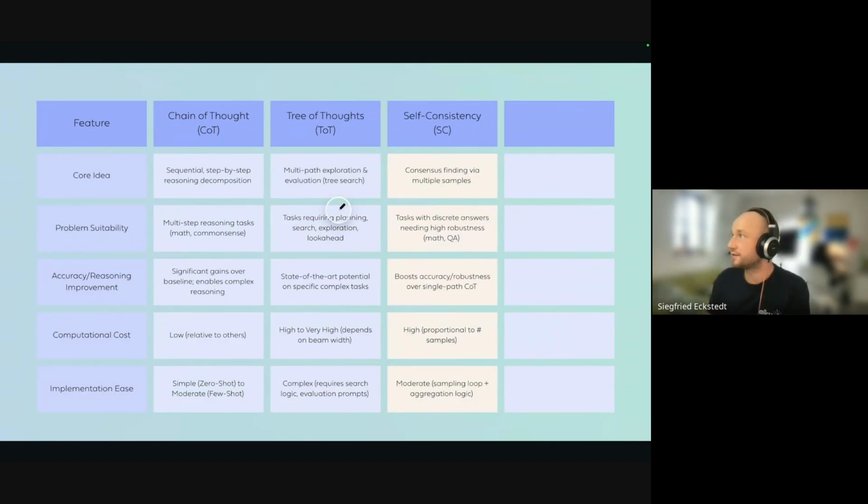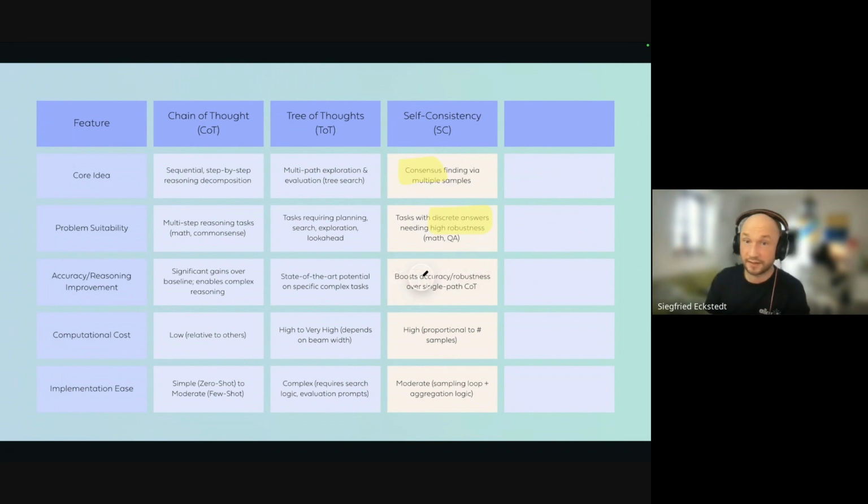And this is self-consistency already wrapped up. The core idea is that you find consensus across multiple samples. And this works best if you have discrete answers, actually. So we have just highlighted the mathematical problem, but also with question answers where it's quite explicit what's wrong and what's right, this works very well.